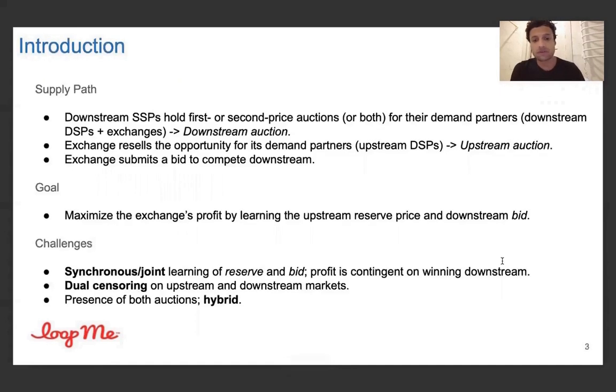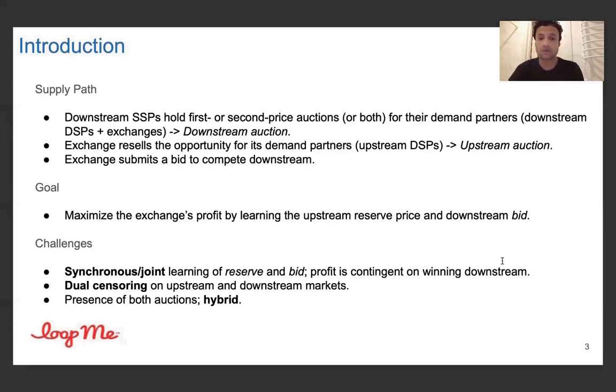It is logical to explain the flow of an ad request in our setting. Basically, each ad request originates from an SSP, the so-called downstream marketplace, under a specific auction type, first or second price. Each SSP forwards the ad request to its bidders, each of which might be a DSP or another marketplace called the upstream exchange. If one of the bidders is capable of reselling the same opportunity, that is an exchange, the reselling auction is referred to as an upstream auction. Lastly, the exchange submits a bid to compete downstream.